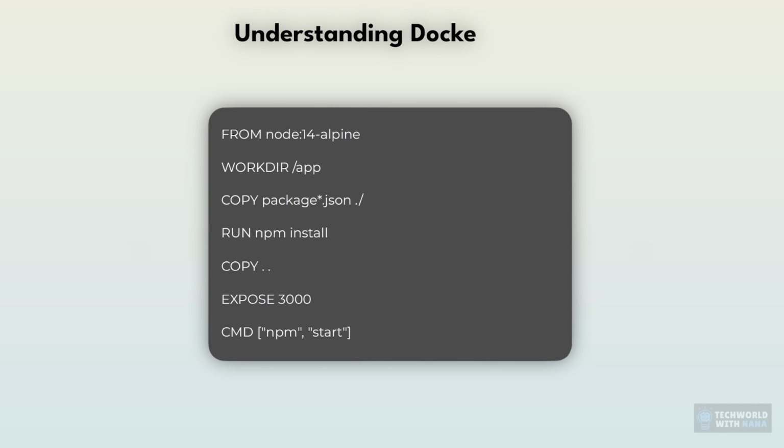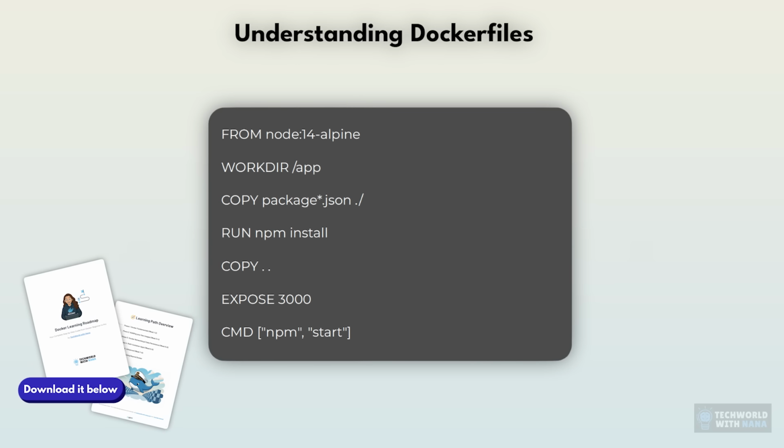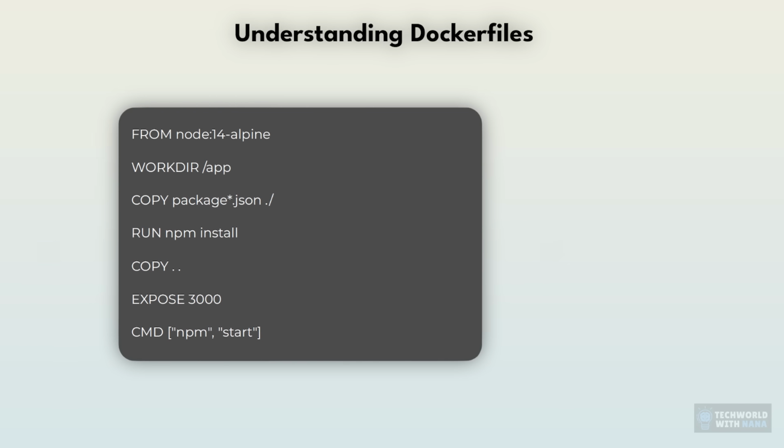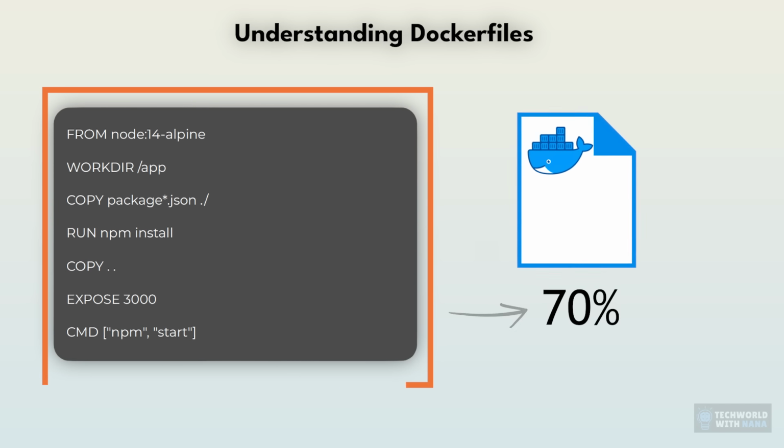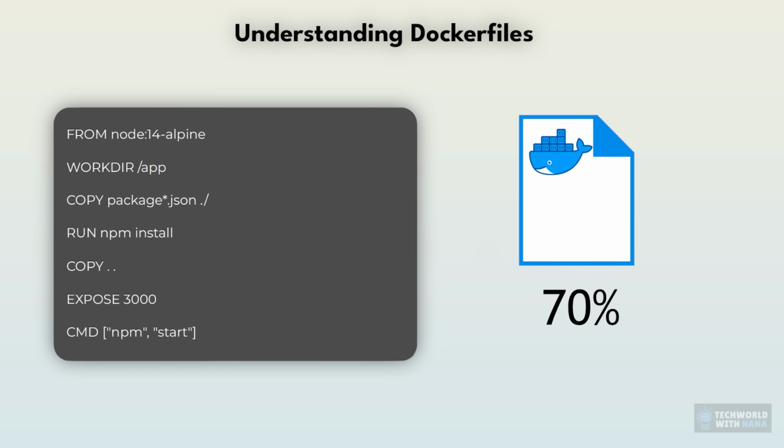Here's an example of a Dockerfile for a Node.js application. Again, you'll find all these code snippets to copy in the handout. And again, this is probably 70% of what makes up any Dockerfile.